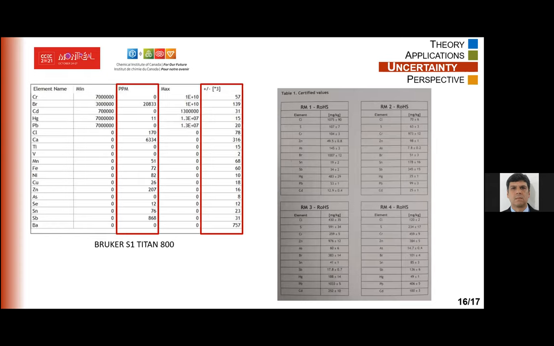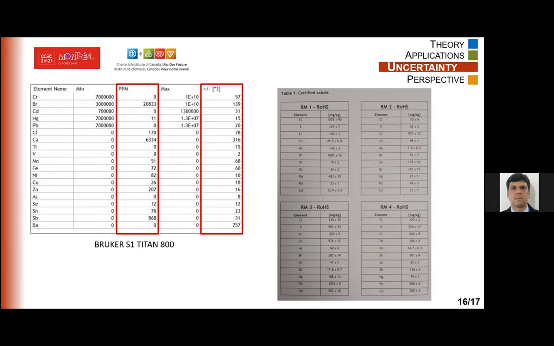On the left, you can see an analysis of one plastic I'm working with using Bruker's S1 Titan. It's a portable XRF, so I can do this analysis in less than 30 seconds. And then you can see the components in a typical plastic from electronic waste. You have a lot of bromine because of the fire retardant, and then you have calcium, titanium, and others, usually because of the additives and the colorants.